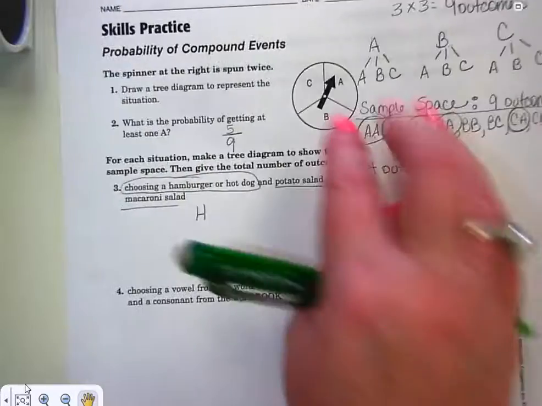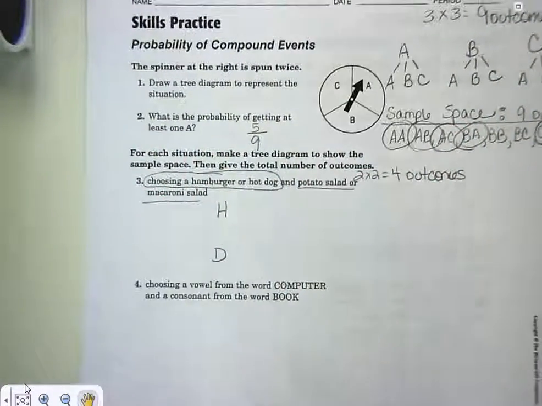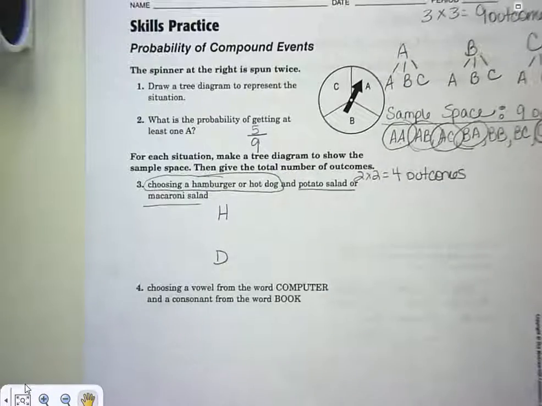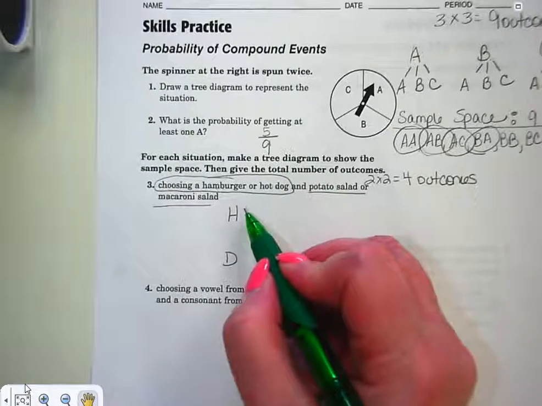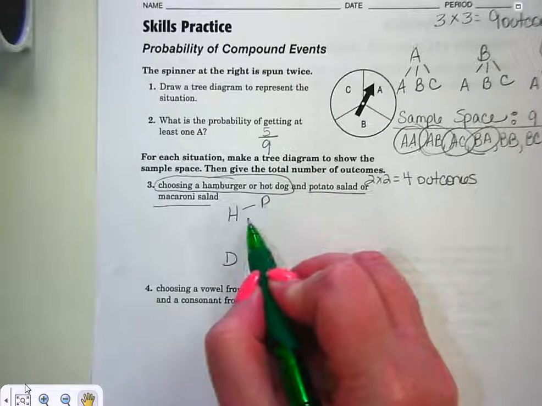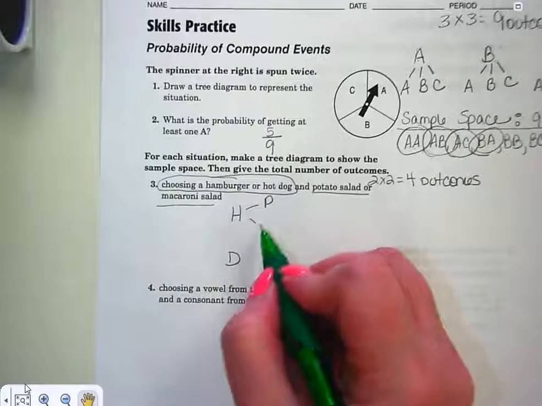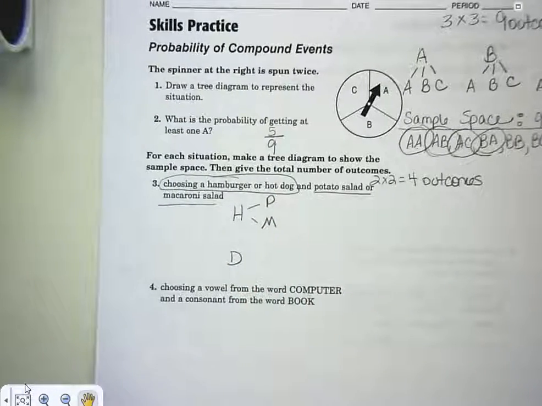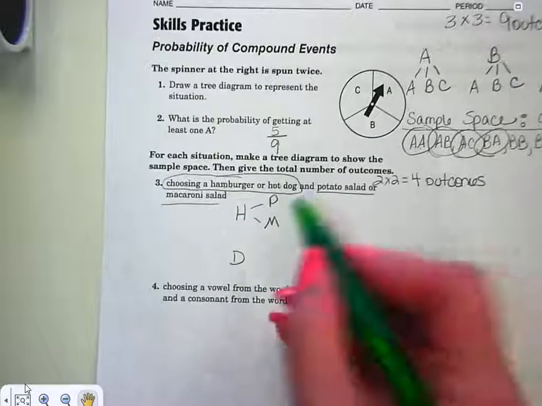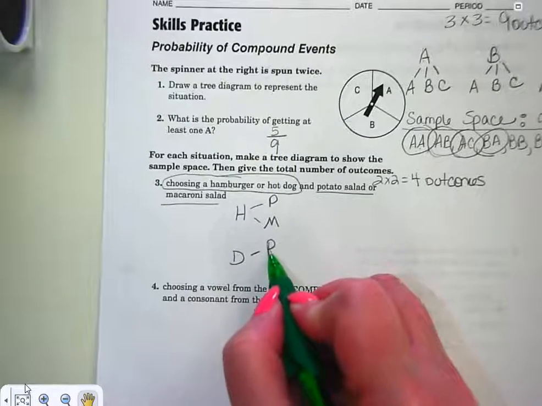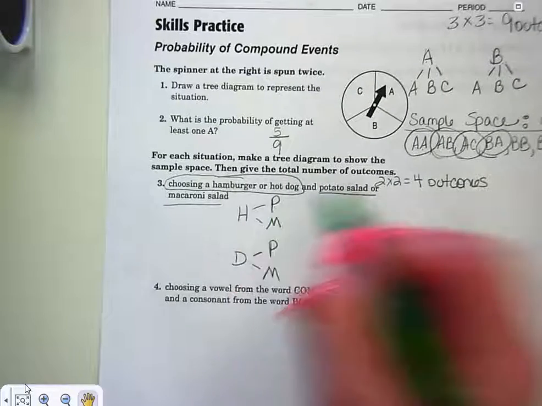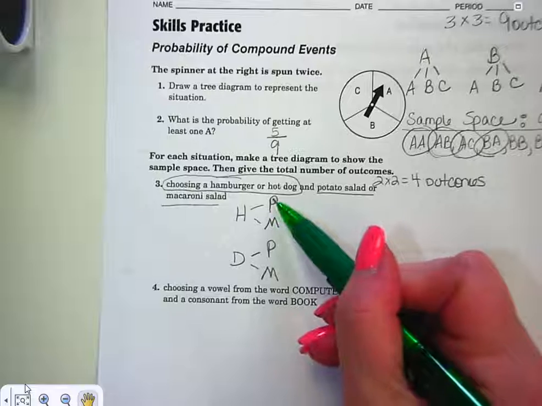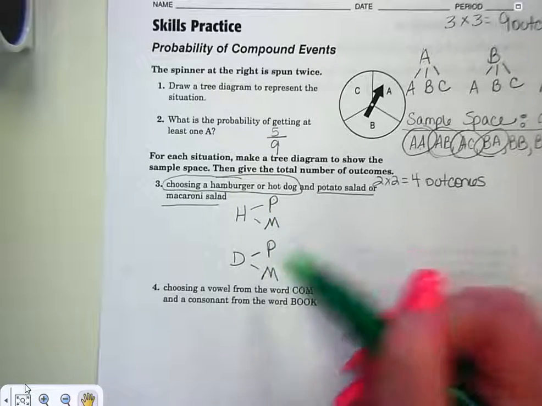So this time, instead of making a top down, I'm going to make one from the side. You have to be able to read both of them, so I practice writing it both ways. All right, so if I choose a hamburger, then I need to either choose potato salad or macaroni salad. And if I choose hot dog, I need to either choose potato salad or macaroni salad. So how many different outcomes are there? 1, 2, 3, 4. I see 4.